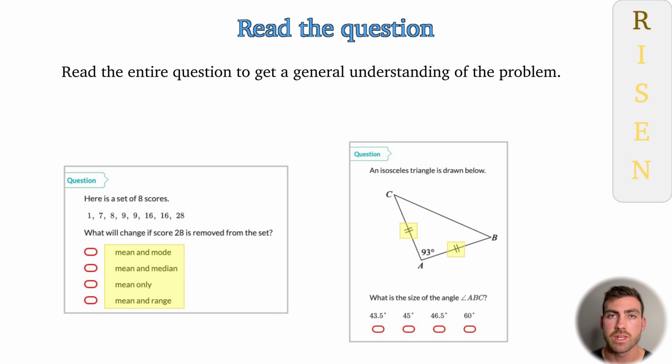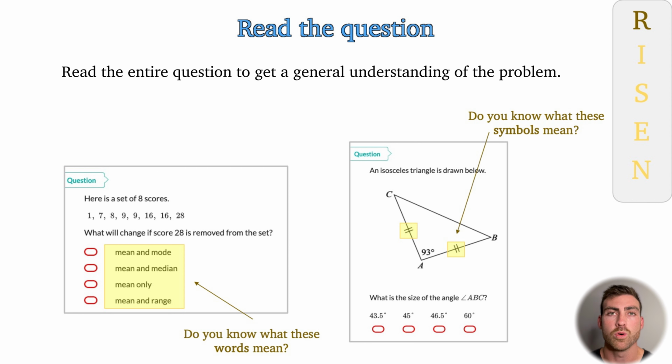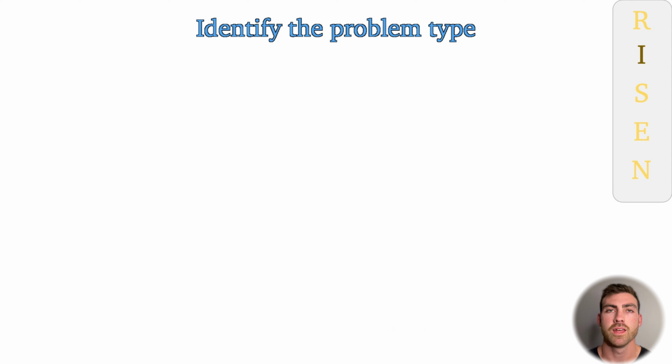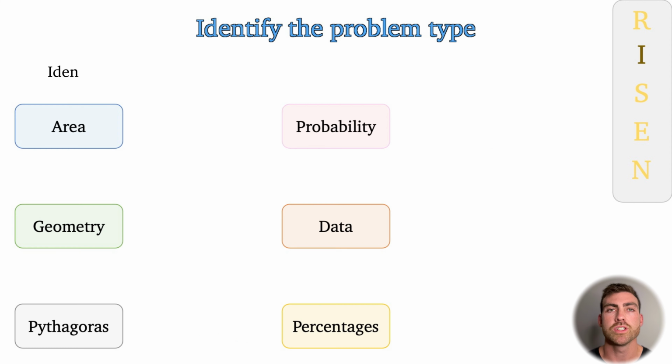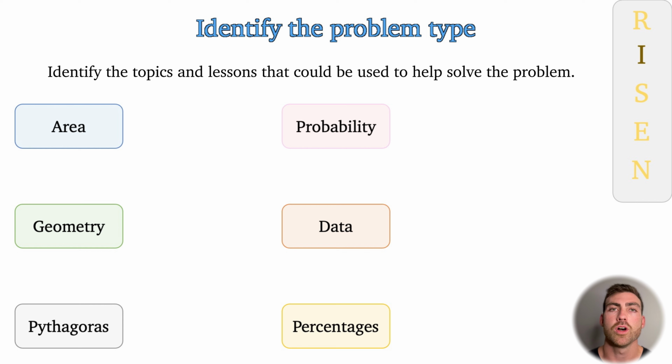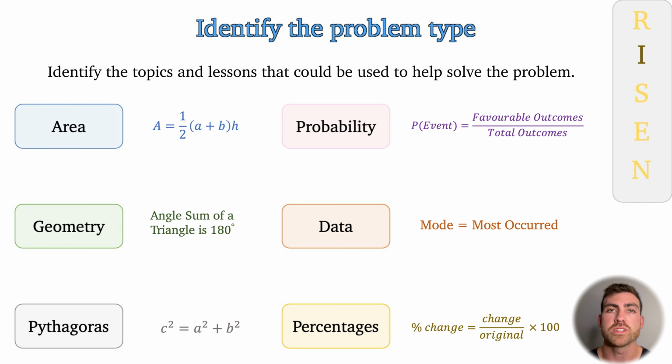During this step, sometimes you may need to read the question twice and highlight any important information. Also check if there are any words, symbols, or units you do not understand. The second step, which is identify the topics and lessons that could be used to help solve the problem. When you do this, this helps you recall any formulas or procedures that you may need.